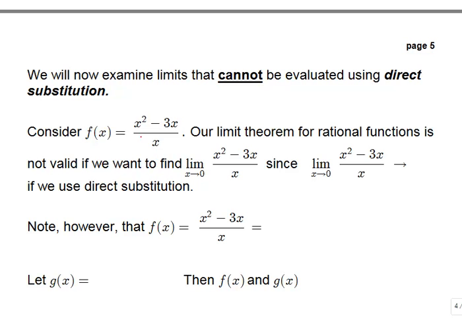So let's look at the function f of x equals x squared minus 3x all over x. Now, according to our limit theorem for rational functions, this is a polynomial over a polynomial. So I should be able to use direct substitution by plugging in 0 into the top and into the bottom. But notice what happens when I do that. I get 0 squared minus 0, which is just 0 on the top, and on the bottom I get 0 as well. This means we can't use our limit law because we ended up with a 0 in the denominator.